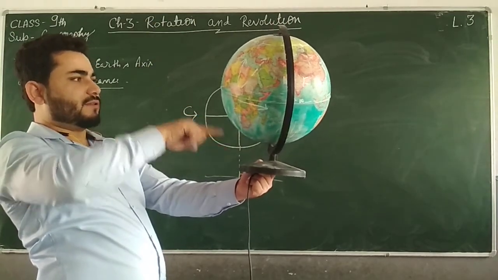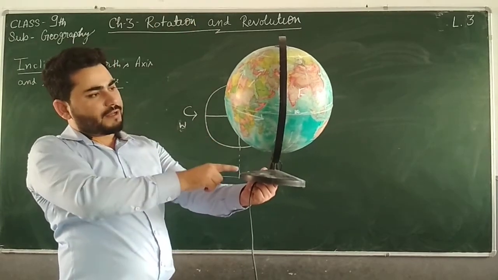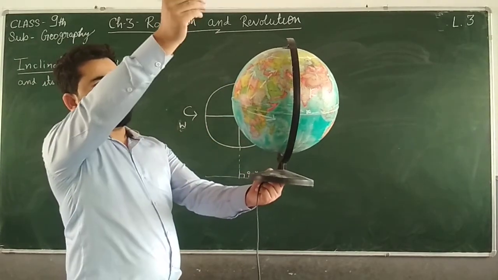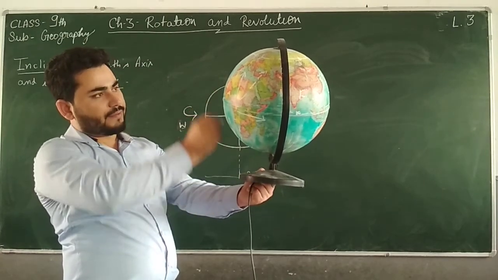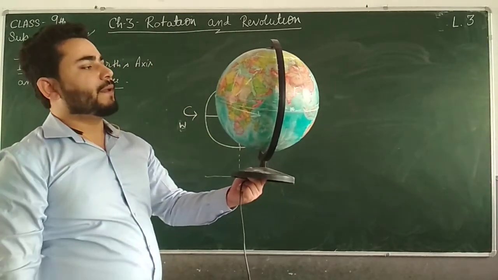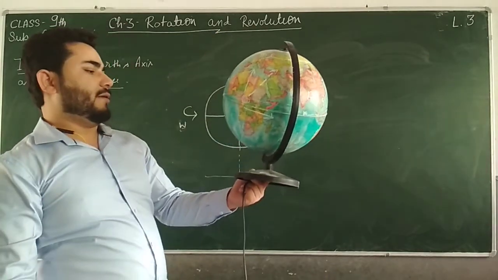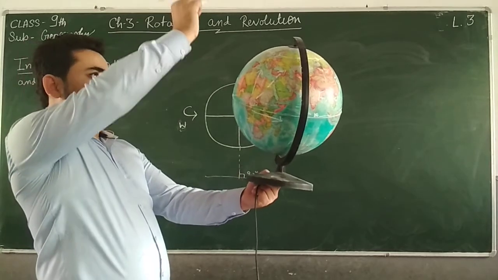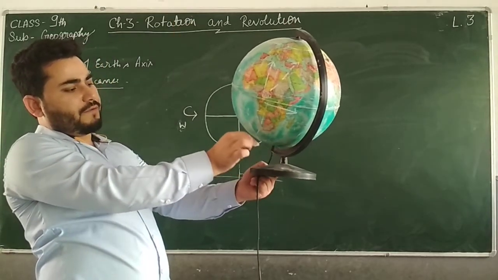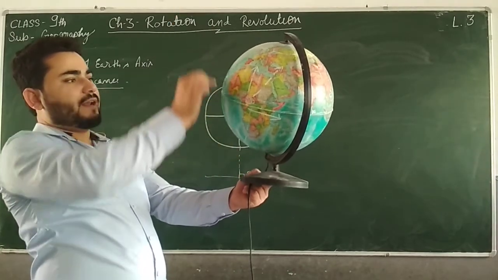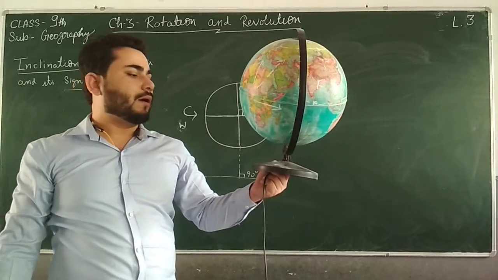But Earth's axis is not like this. Earth's axis is this way, at an angle of 66 and a half degree. If you draw an angle like this from here, it will be 66 and a half degree. This is the sun, so it is inclined towards the sun. If it was straight like this from the bottom, then it would be called the vertical or perpendicular axis.